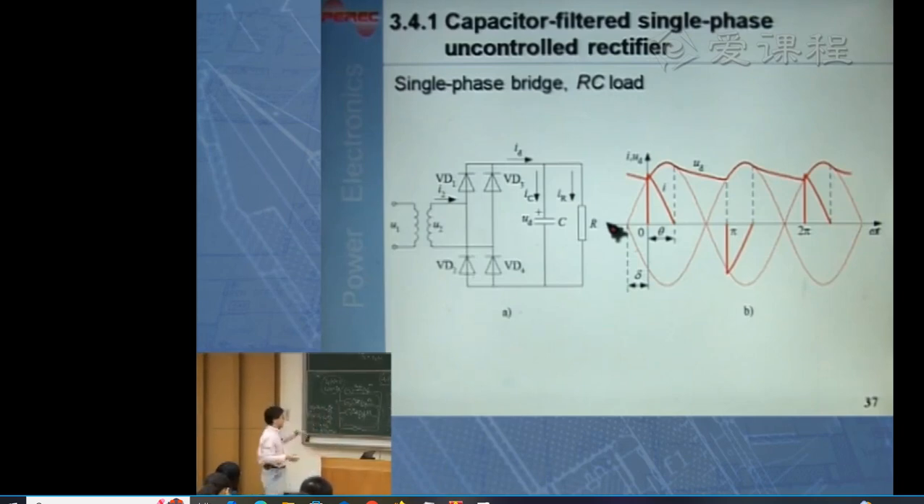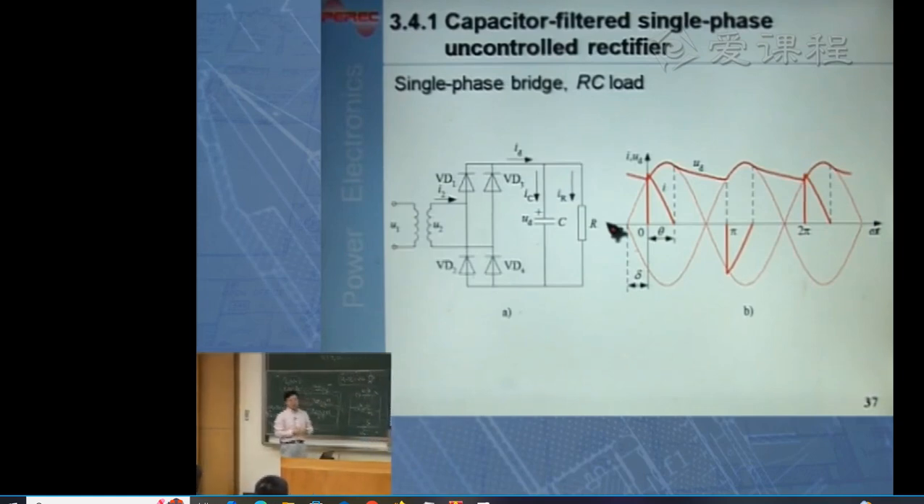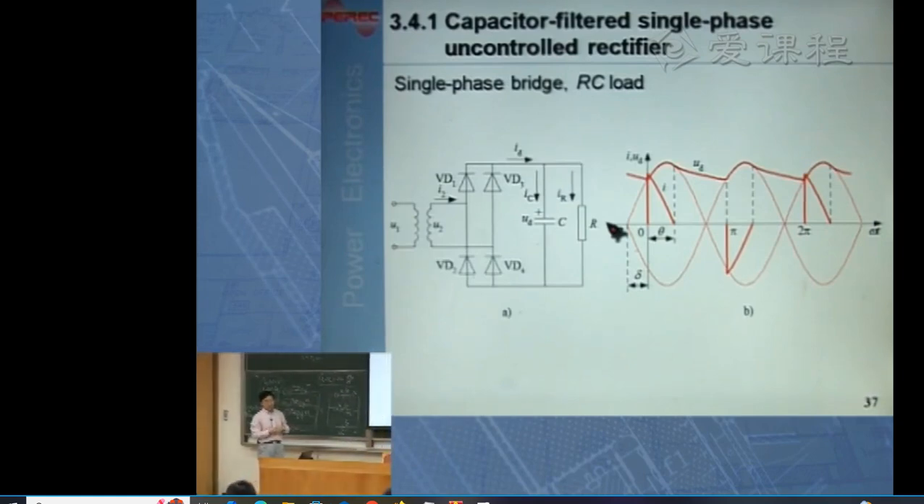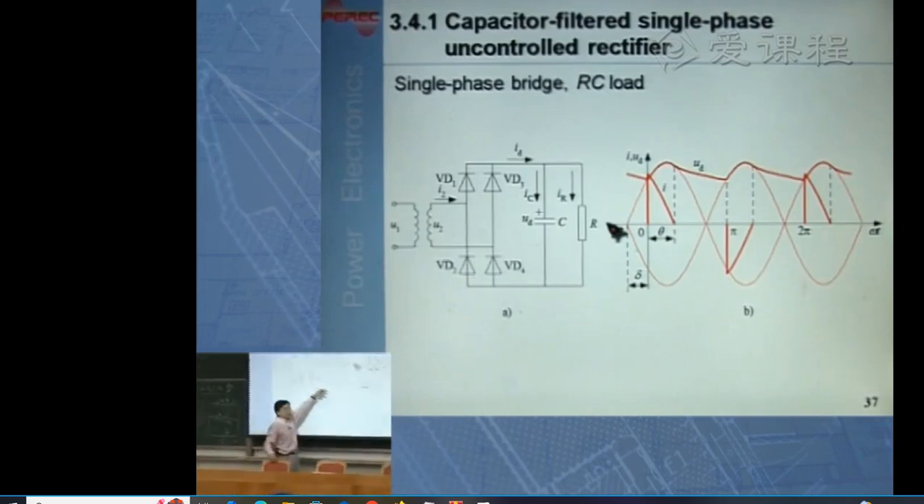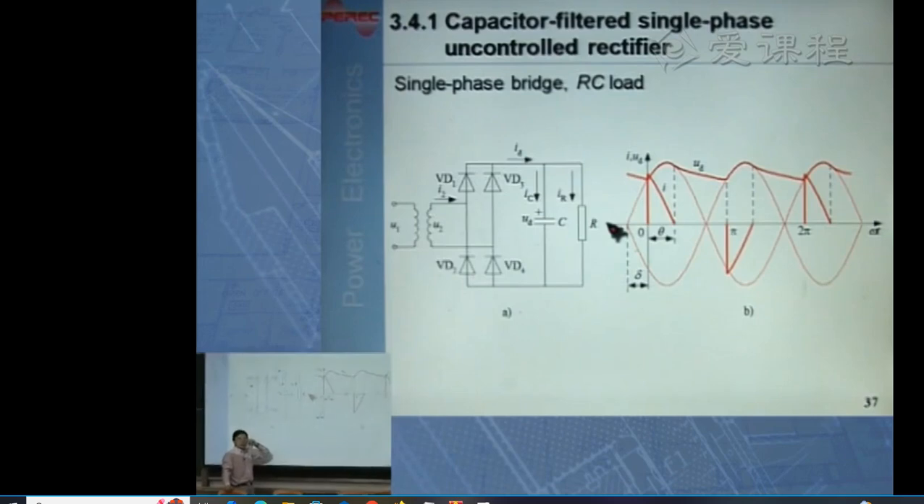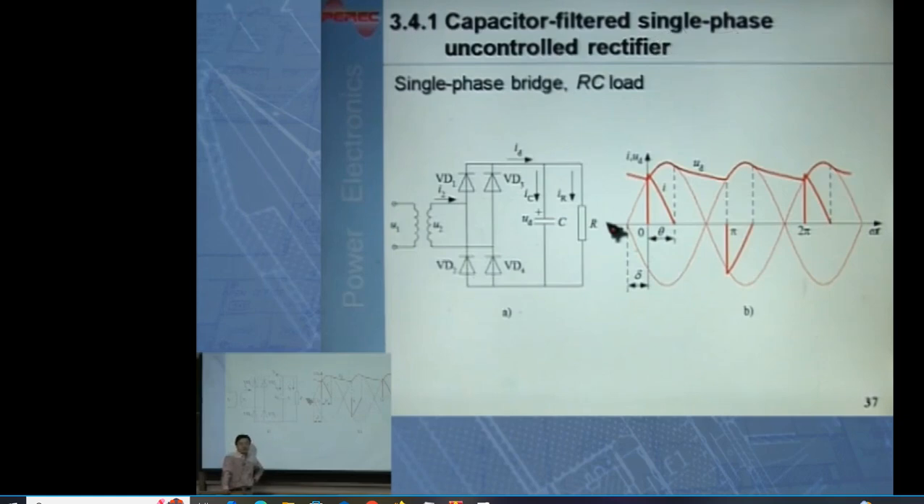But when you have this capacitor here, that's more complicated. Why is that? Because when you have a capacitor here, then you always have a DC voltage, and this DC voltage is not constant. On the DC side, there's always a voltage, but this voltage is not constant. And therefore, it is hard to determine at what time those diodes are conducting.